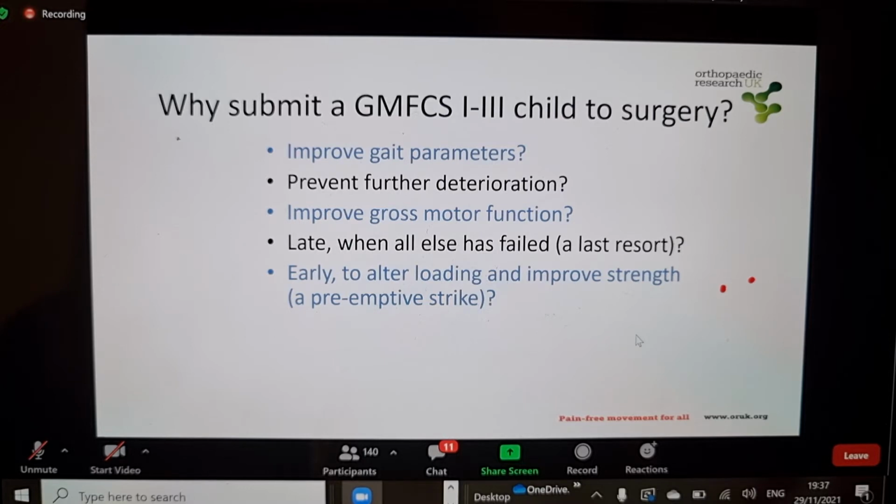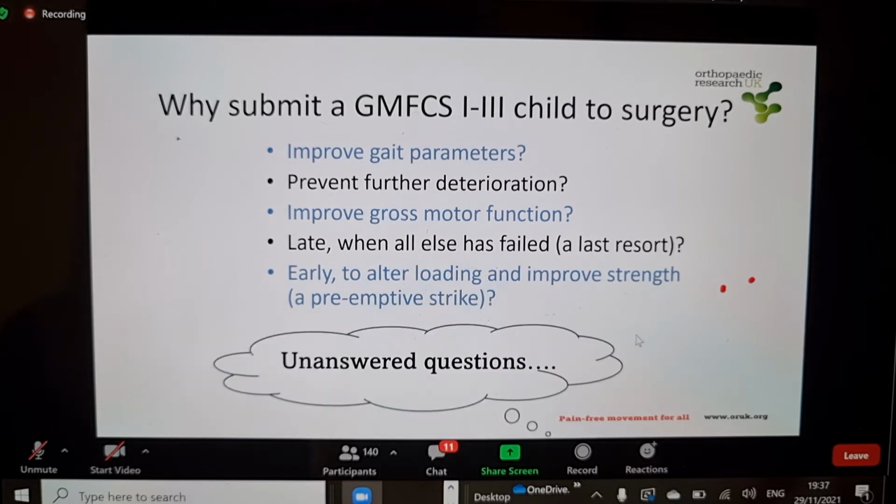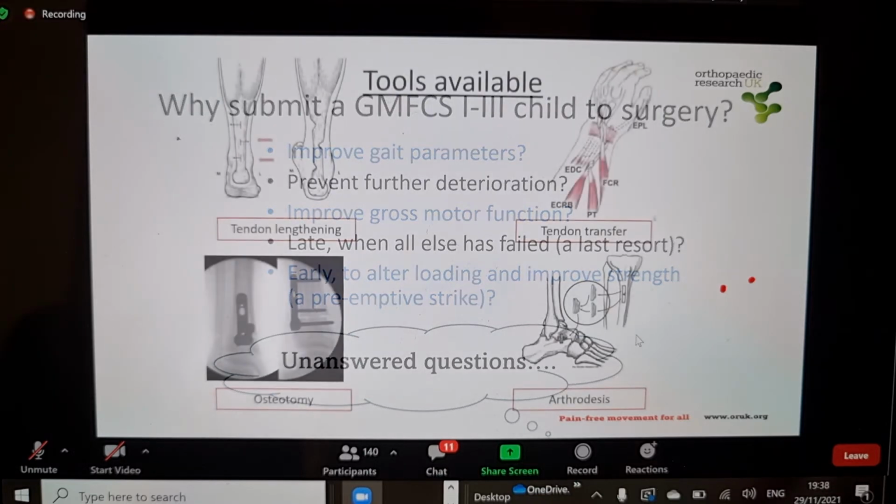It would be really nice to know the answer to these questions, but these are unanswered questions in the literature. I don't know the answer to these. I think maybe you don't know the answer to these. So we have to work on a case-by-case basis until we get better at the published literature. These are all important questions, but I'm afraid there are just no clear answers to most of them. And this is another reason why the liaison between physios and orthopedic surgeons is so important in ambulant cerebral palsy.